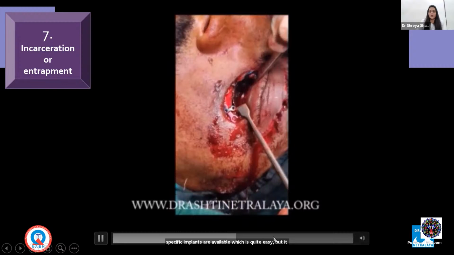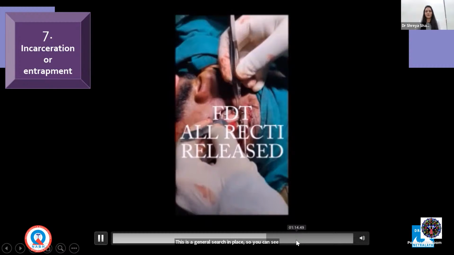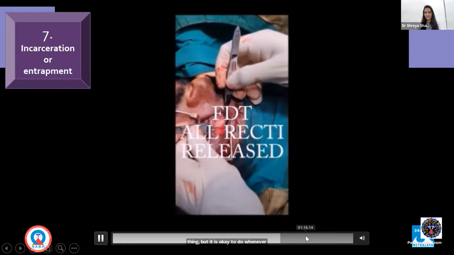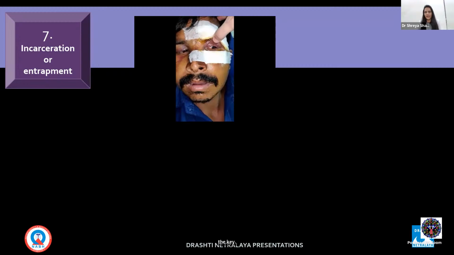Sometimes it is possible that you feel your surgery is over. This is at a general surgeon's place, so you can see the thing. But it is okay to do whenever you are giving some vision and some motility. So here you can see the duction test was positive. You adjust the implant and now it is negative. So that is the key. So this was the surgery. Later on, the patient can regain complete good movement. The endonasal route also is possible.